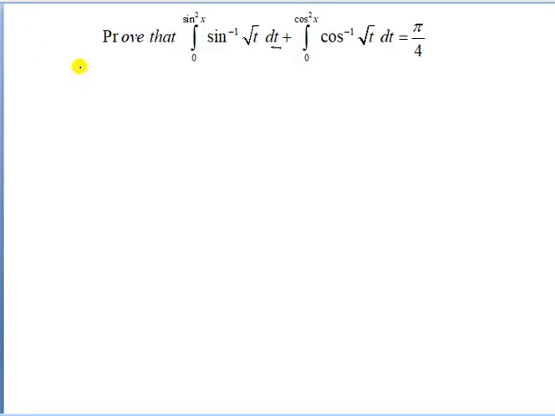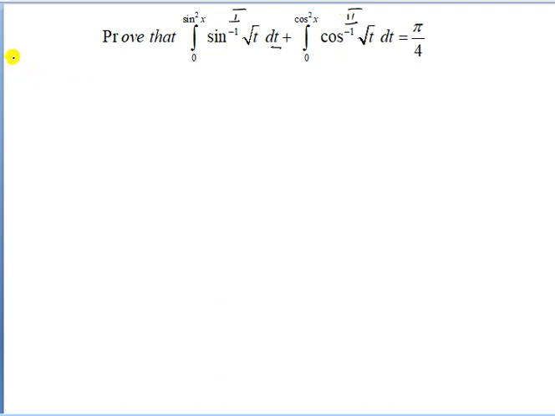Hello students, in this problem we have to prove that the integral from 0 to sin square x of sin inverse root t dt, plus the integral from 0 to cos square x of cos inverse root t dt, is equal to pi by 4. Okay, so let's start. Let this be the first integral and this be the second integral.